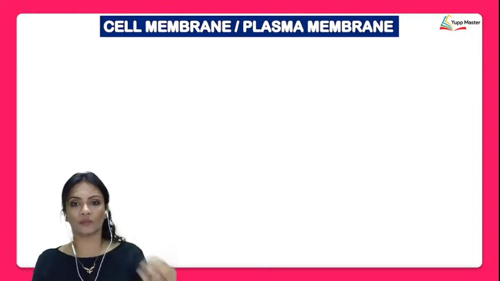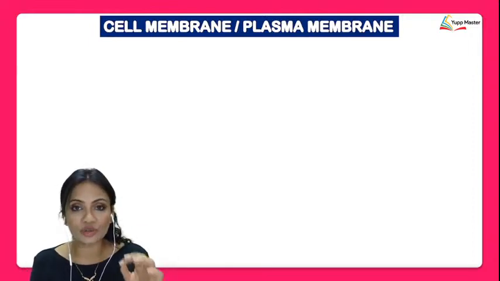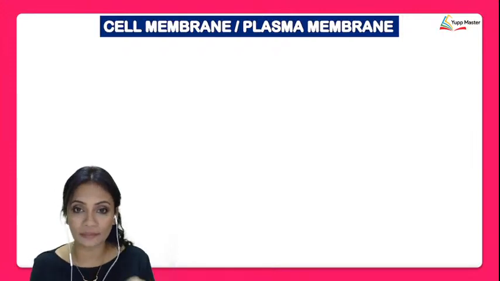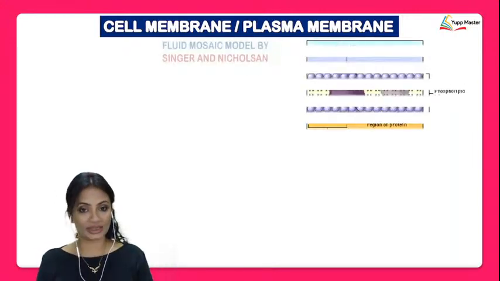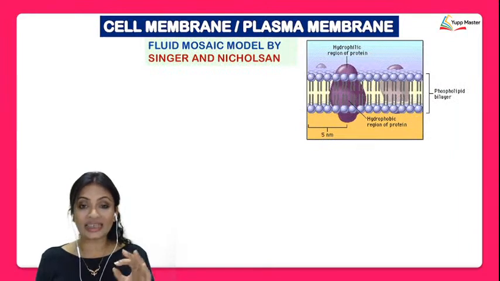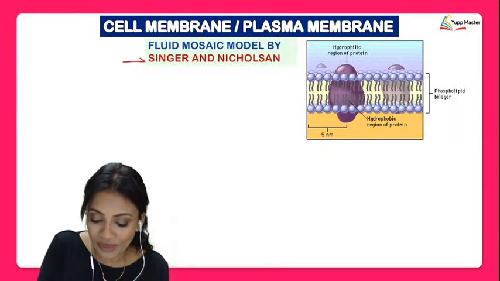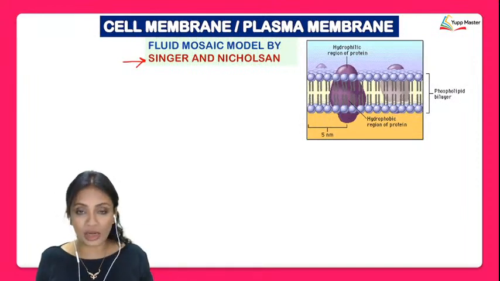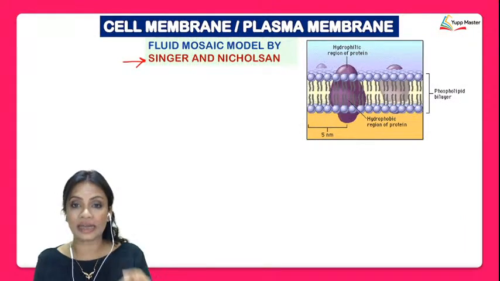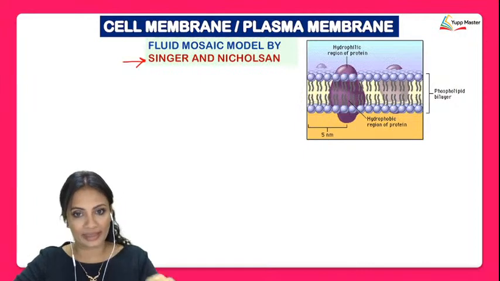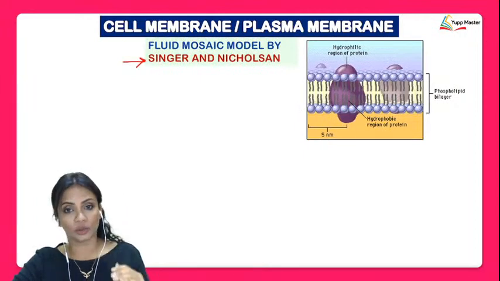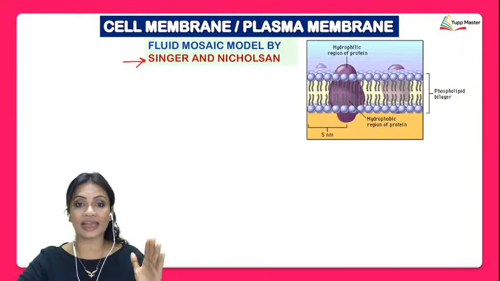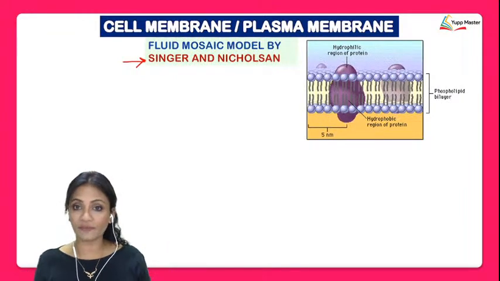Now, the points which we need to remember about plasma membranes, which can come as MCQs, let's see what those points are. First of all, the scientist names: Singer and Nicholson. These are important scientist names which often come as MCQs. Also, the plasma membrane is called the fluid mosaic model. Plasma membrane, fluid mosaic model.